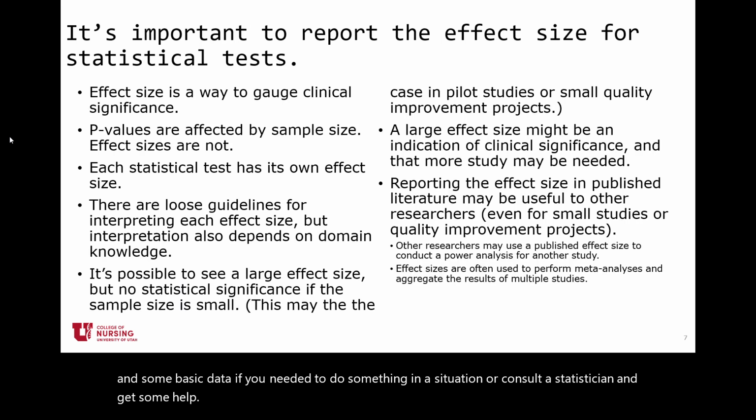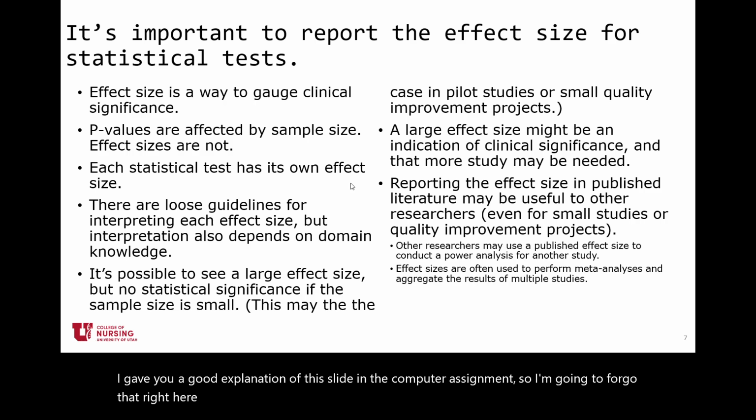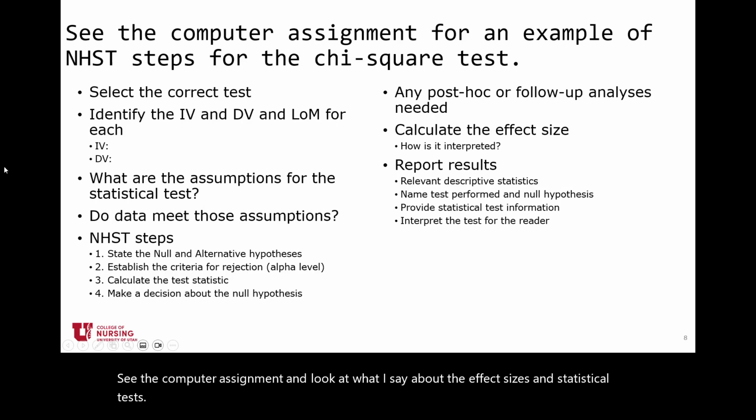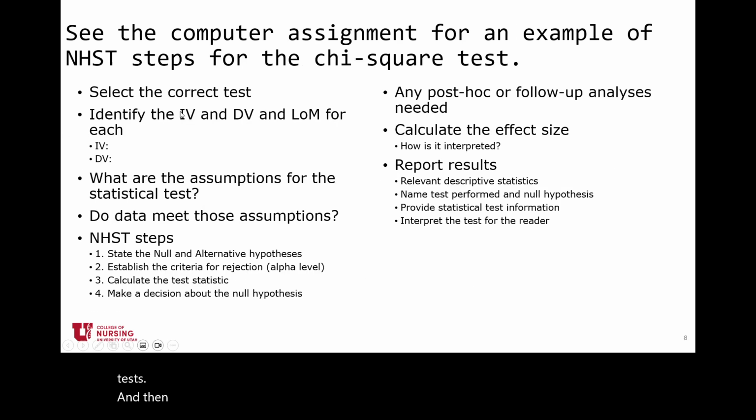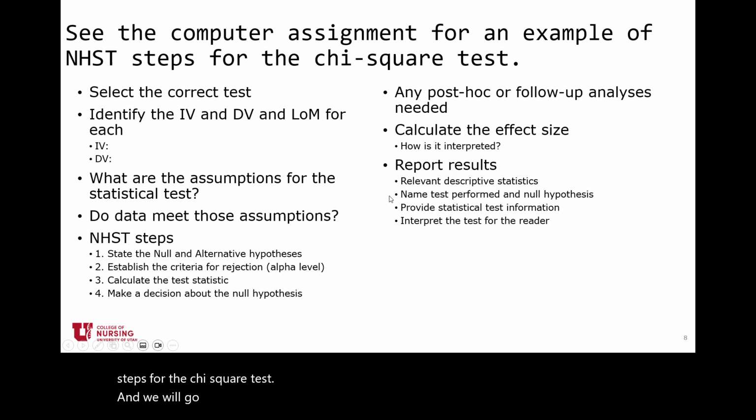I gave you a good explanation of this slide in the computer assignment, so I'm going to forego that right here, but see the computer assignment and look at what I say about the effect sizes and statistical tests. And then see the computer assignment for an example of the null hypothesis significant testing steps for the chi-square test. We will go through these steps in the computer assignment, so I'm not going to go into depth right here.